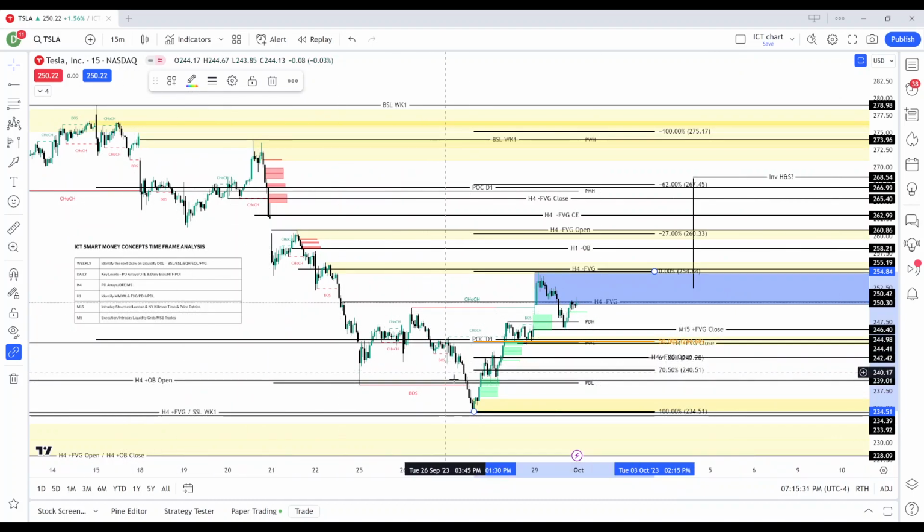So structurally, again, we have the change of character. We don't have any unbalanced price ranges down here.